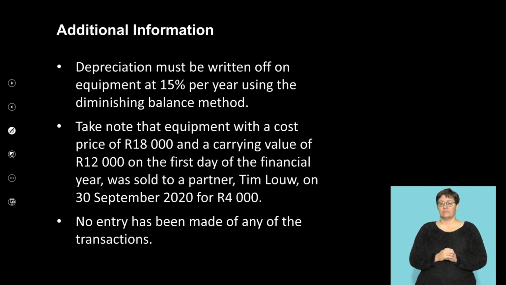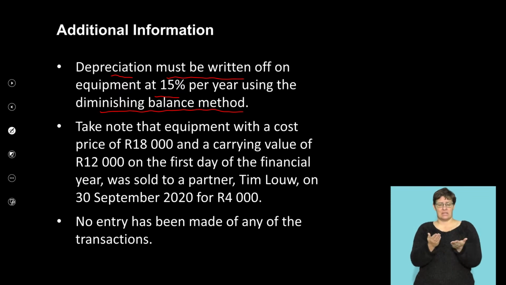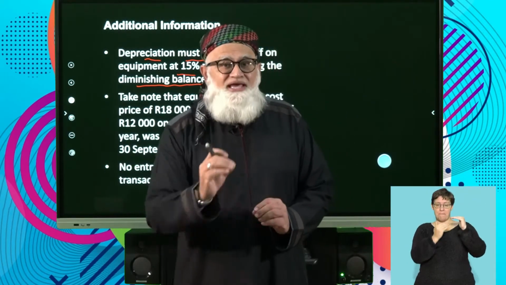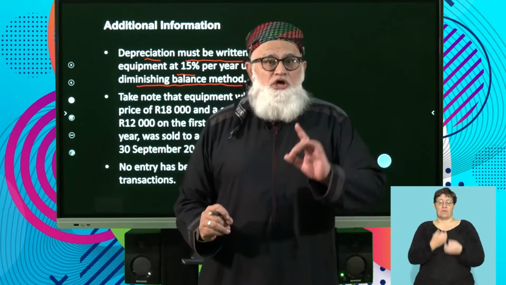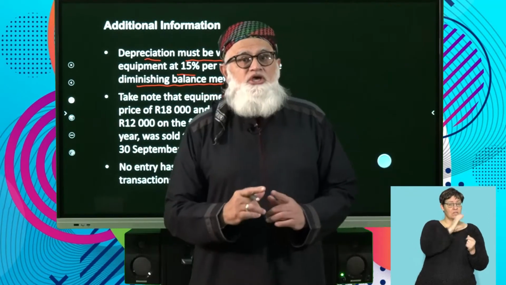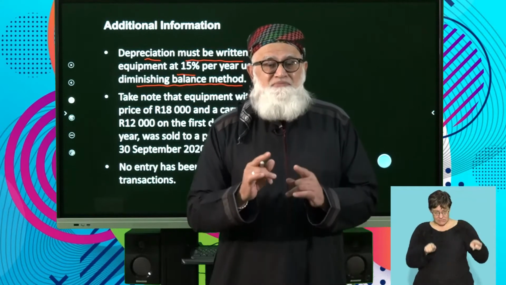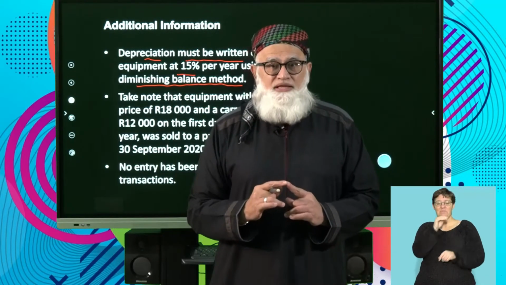We now move on to the next one, and we are told that depreciation must be written off on equipment at 15% per annum using the diminishing balance method. Now, what do we understand by the diminishing balance method? By that we understand that we're calculating depreciation on the carrying value. In other words, your cost price minus your accumulated depreciation will give you your carrying value. That's the method of depreciation that we are using.